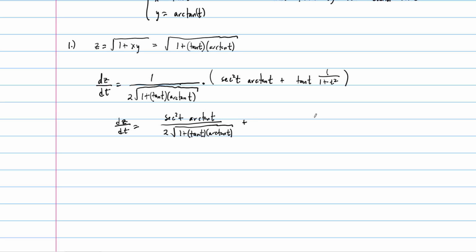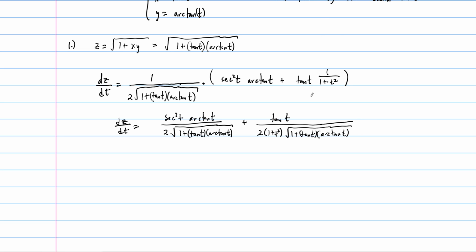plus the second term, right? So this term is going to go downstairs, so all that's going to be on top here is tangent of t, and then in the denominator we have 2 times 1 plus t squared times the square root of 1 plus tangent t times arctangent of t. Okay, and so there's the derivative done, the old-fashioned way, the Calc 1 way.